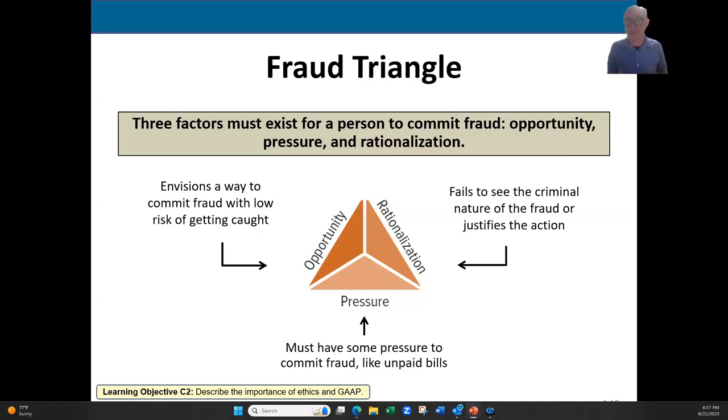So these three factors are why fraud happens. There's an opportunity for it. The individuals committing fraud rationalize why they're doing it. It's usually because there's downward pressure on individuals to commit fraud. So these three things together are why fraud exists. And it's important to understand how to prevent it. And then in accounting, we look at ways to prevent fraud from happening.